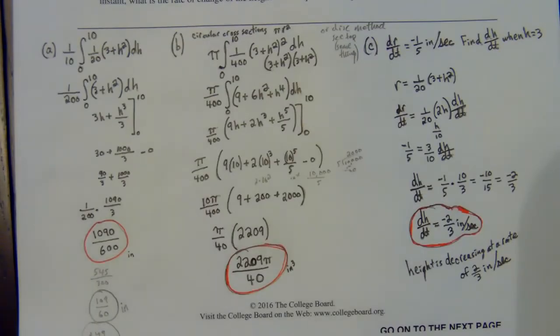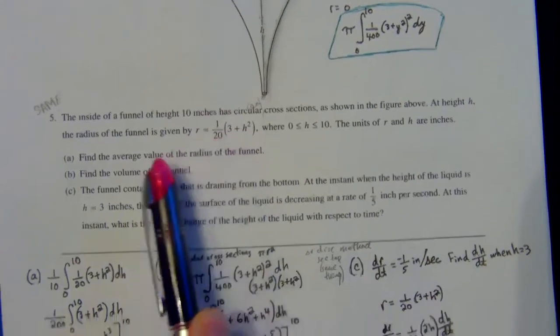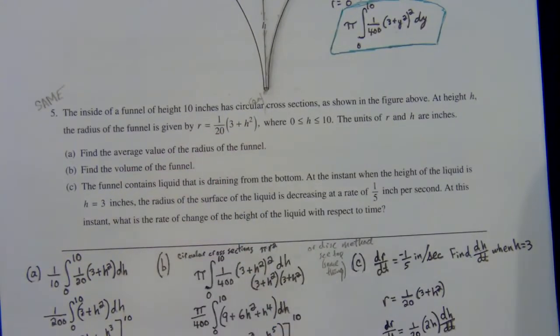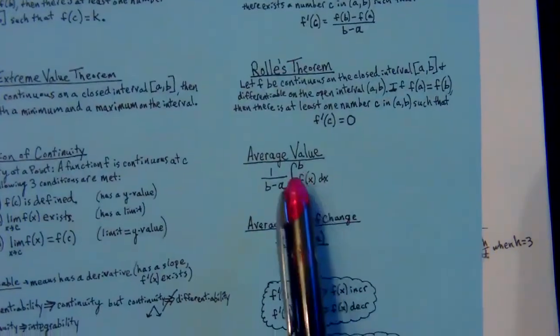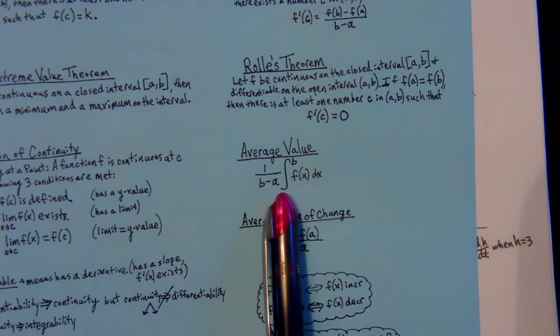All right, we've got to learn and talk about this funnel problem right here. Now, there are some things I want to talk about especially on part B, but letter A, see how easy this is right here. It gives us an equation for the radius, and then says find the average value of the radius of the funnel. Now, average value, that's just your average value formula. That's what I'm using right there.